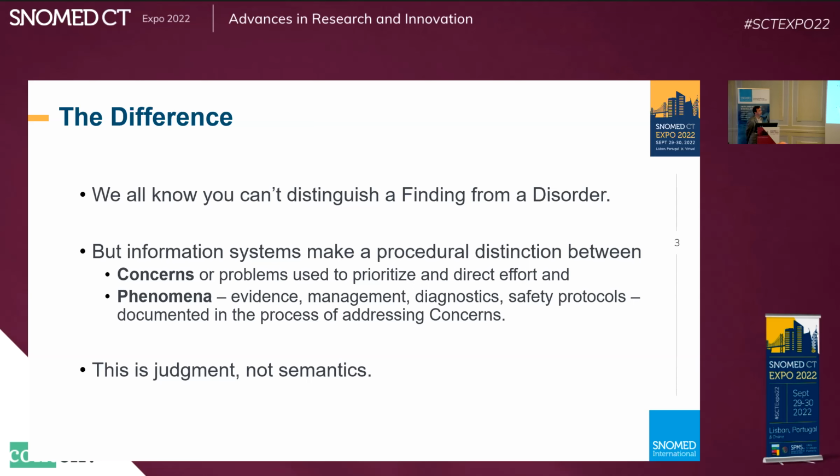So we need to support these use cases in the wild, and so FHIR makes this distinction between concerns that are used to prioritize effort and which imply some sort of constraint or obligation on the provider or the owner of the system, and phenomena which may support or guide or help refine that perception, but which are not in themselves drivers of effort or concern.